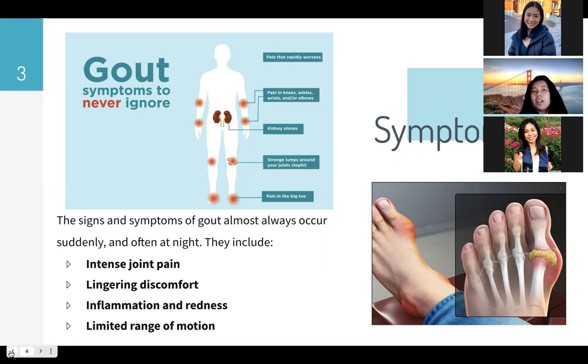In addition, you may also see some tophi, or strange lumps, around your joints, as you can see in the right picture, where the person's big toe joint has a little bit of redness and inflammation in it. And you may also develop kidney stones.